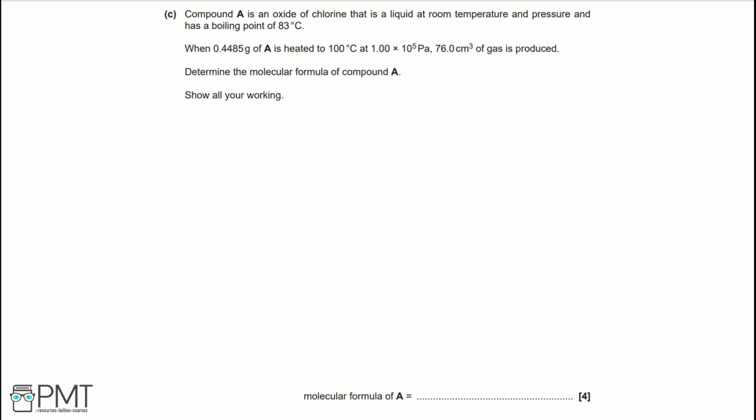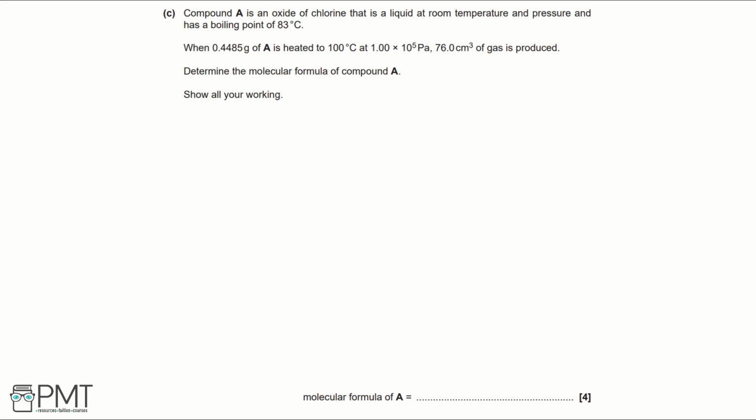Show all your working. Let's begin this question by highlighting key pieces of information we're going to use. Firstly, the mass of A, and then the temperature, pressure, and volume amounts we have been given in this question, because we're going to use the equation PV equals nRT. So we're going to be using something called a list method, and this helps us to understand what we have in the question and what we need to find out.